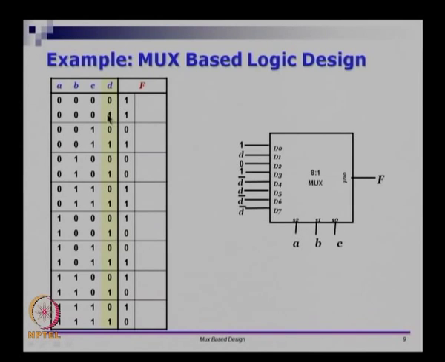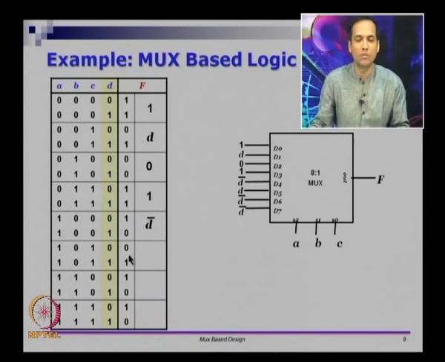So when d is 0 or 1, it does not matter, f remains at 1, so I can put 1 here. Then this is 0 1 and this is 0 1, so this must be the same as d. Then you have 0 1 and a 0 0 here. So for these two rows, even if d switches, f is at 0, so I will put a 0 here. 1 1 will make a 1, 1 0 will make a d complement, 0 1 will make d, and so on, and we have a vector f which is in terms of d now. Now you can get rid of this column d and get rid of this vector here.